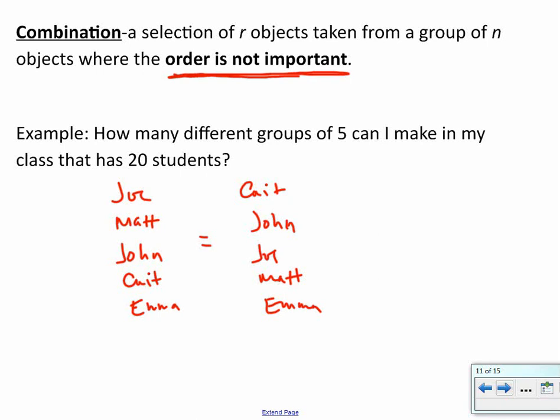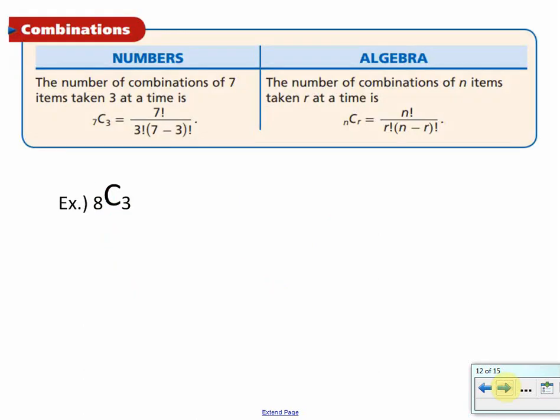So that is the difference between a combination and a permutation. If this was a permutation, let's say I was calling for first through fifth place, then this would be distinctly different than this. But because the order doesn't matter, that makes it a combination. And combinations have their own formula.